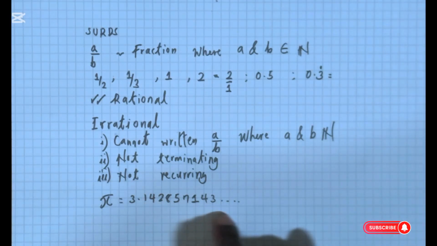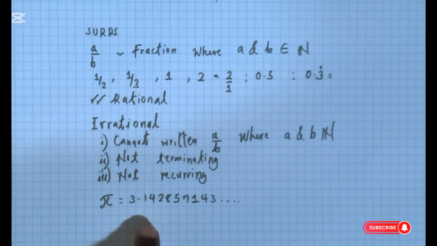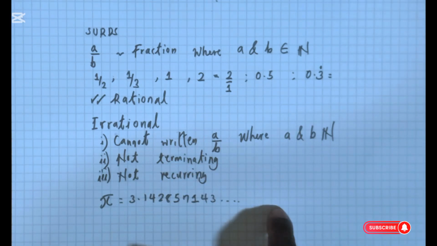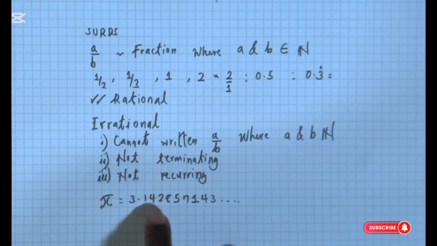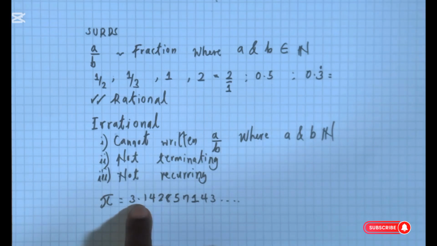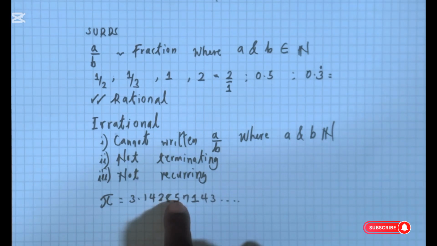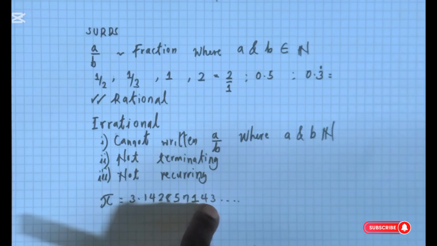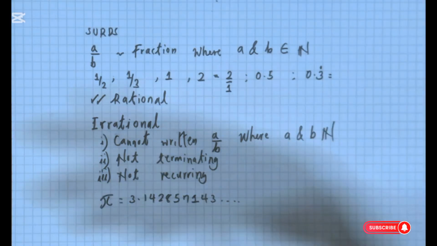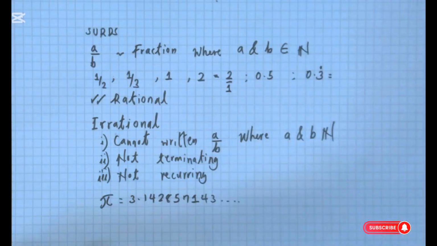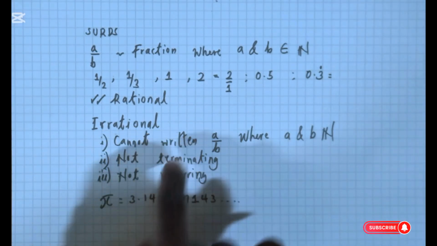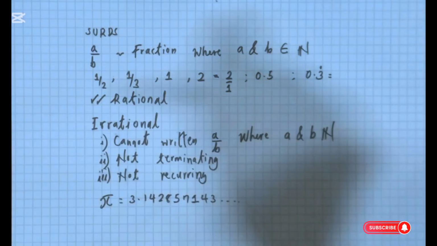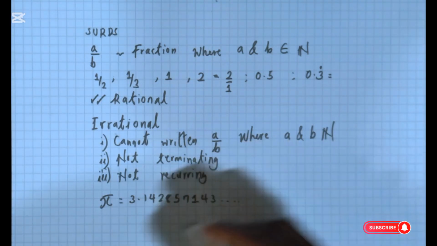All right, so one thing I want you to note about a number like pi is that it is not terminating. It is a number that is going to keep giving us new figures to infinity. Another thing I want you to notice is that it is not showing any recurring numbers. After the decimal point, it is 1, 4, 2, 8, 5, 7, 1, 4, 3, and it keeps going on and on. So that therefore means that pi is an irrational number.